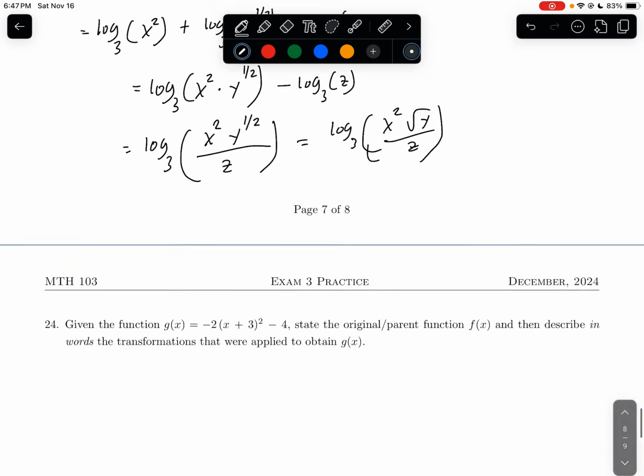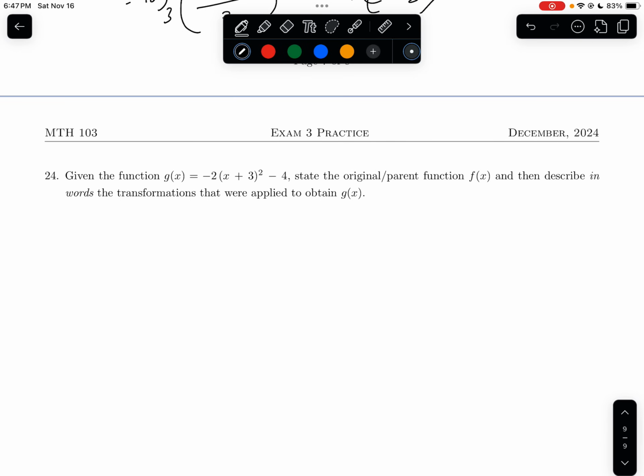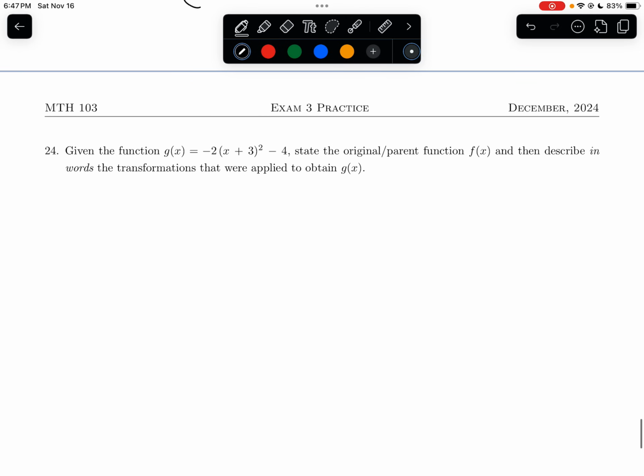Okay, last question. Given the function, state the original function, and then describe in words what transformations you applied. This is slightly subjective to what you pick. I think there's kind of an obvious choice to pick for the original function, but of course if you pick something else, your transformations that you list will be different. But I think it's kind of clear that the original function for what you started with would just be x squared.